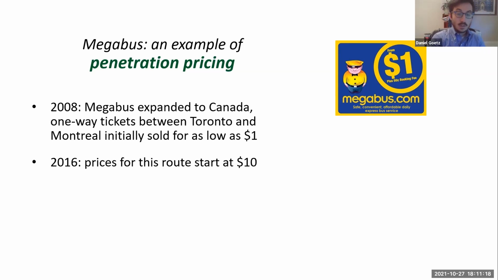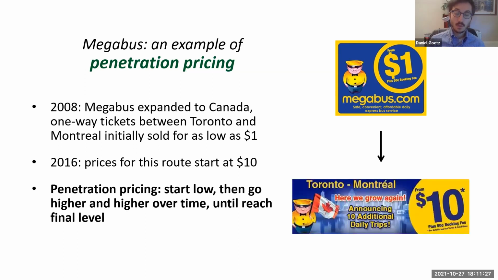By 2016, the prices had increased quite a bit. By 2021, they're even higher. So the penetration pricing pattern is to start low when your product's introduced and then go higher and higher over time until maybe you reach some final level.